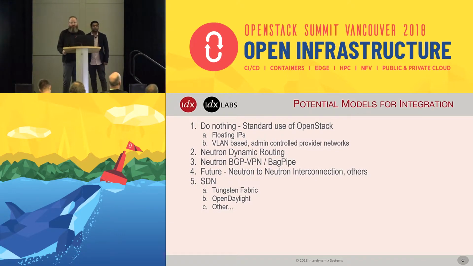And then, of course, you have even more advanced systems, like using SDN to connect the clouds together. We don't explore SDN in this particular presentation, but these are the different potential ways, and models, that you could use to try to connect clouds through some sort of core network.